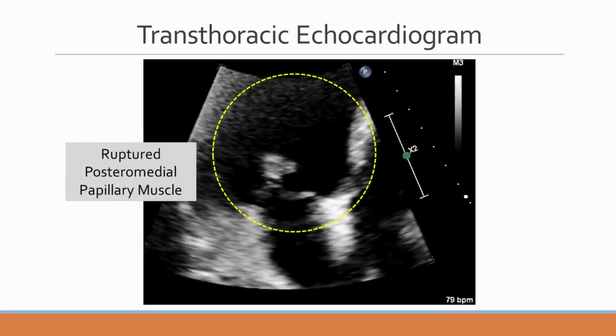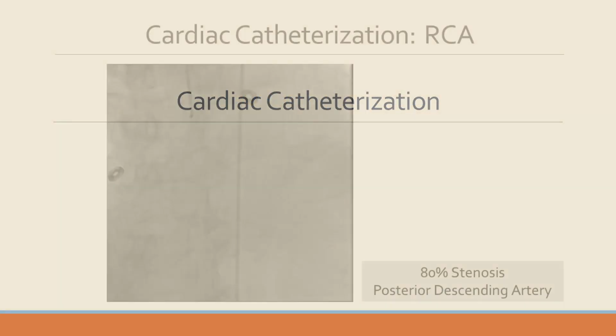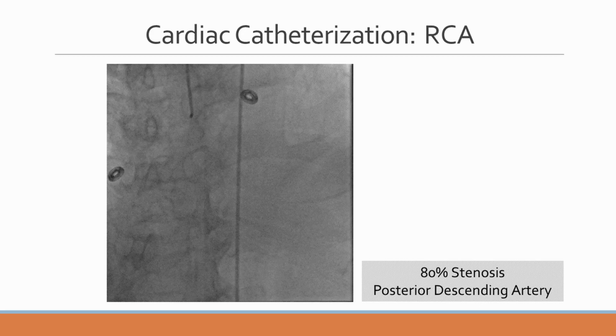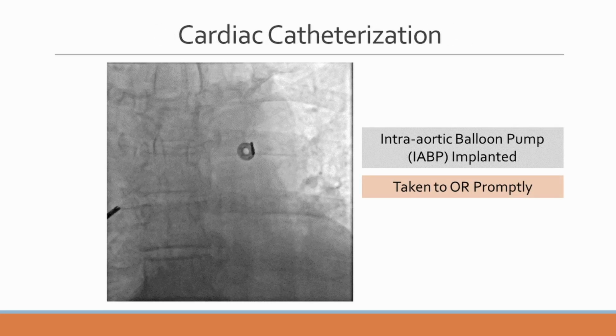There's a ruptured subhead of a posteromedial papillary muscle. Doppler is, again, a characteristic low velocity triangular jet, with increased antegrade velocities. Cardiac catheterization shows both RCA disease as well as left circumflex disease, but a normal LAD. A balloon pump is placed appropriately, and then he's immediately taken to the OR.